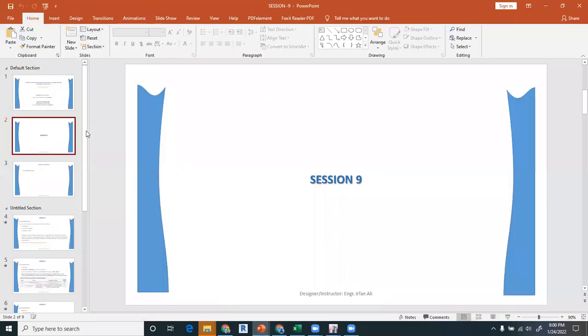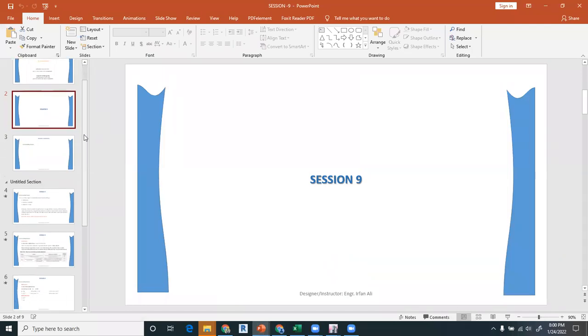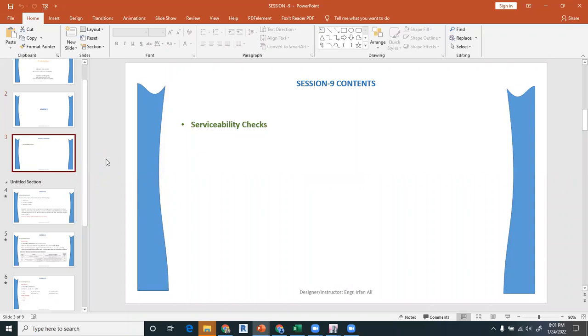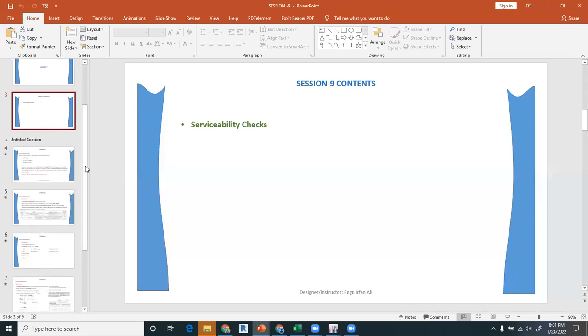So this is session 9. I wanted to take that session on Saturday, but students were saying that we want to study on the weekend. So in this session, there will be only one topic, that is the serviceability checks. And you perform these serviceability checks after design of your structural members, beams, columns, and slab, all of these, right?